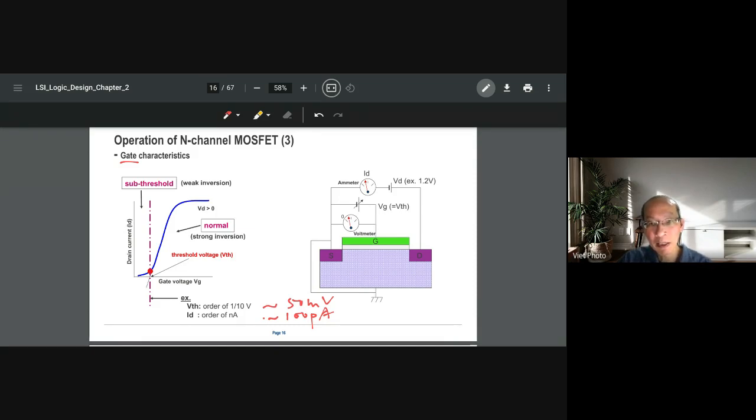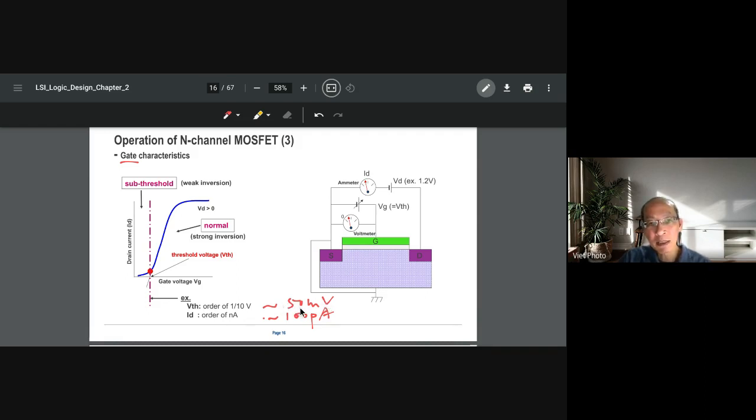To get the current higher, they have to dope this one, and dope this thing more heavily, so that there are more electrons to go through, and then more current. But the more they dope here, the more leakage, and the threshold is even lower, right? Because they dope more here, it's very susceptible for the gate to turn on. So now it's going down to about 50 millivolt or so.